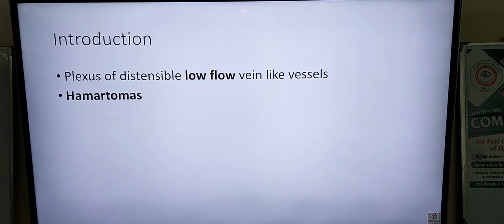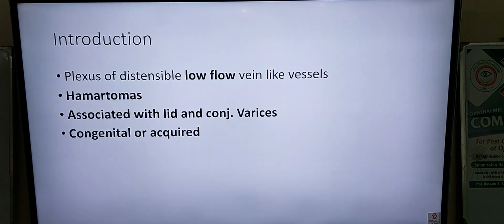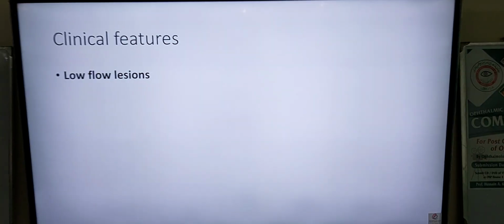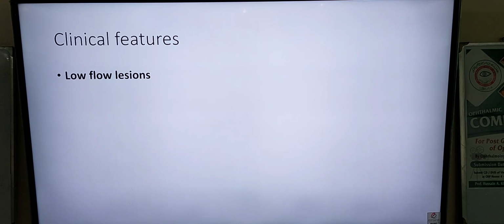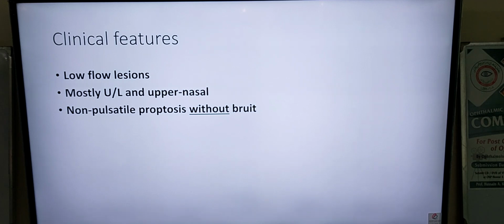They are basically hamartomas. Can anyone tell what is a hamartoma? Yes, it's a disorganized, overgrown tissue, but present at its original position. Orbital varices are usually associated with lid and conjunctival varices. They may be congenital or acquired as a result of a localized high flow lesion or trauma. As described earlier, these are low flow lesions because they have a venous component. They are mostly unilateral and present in the upper nasal portion of the orbit.